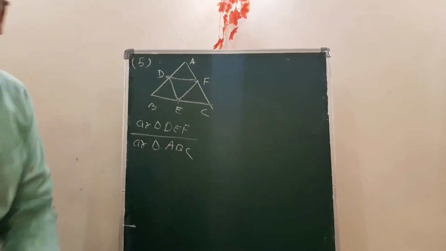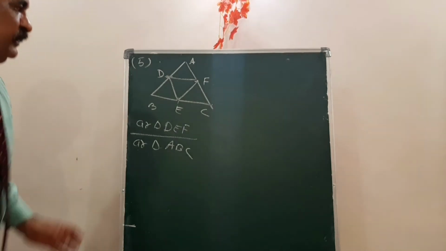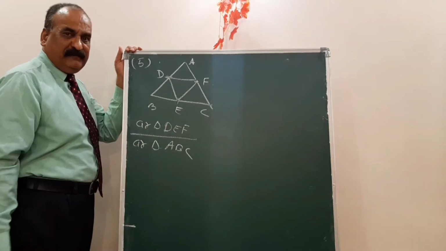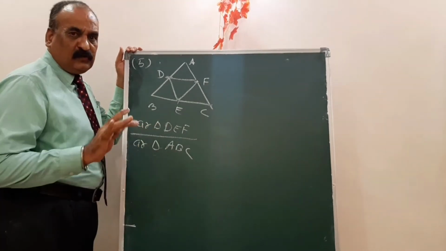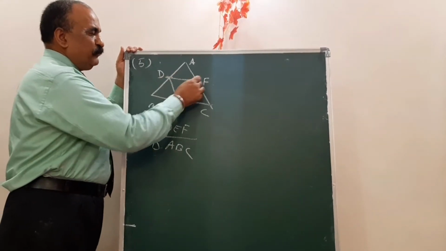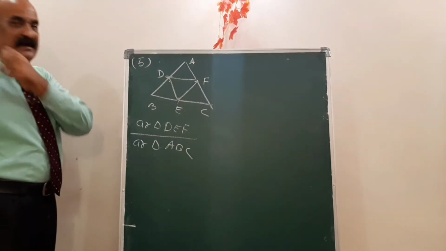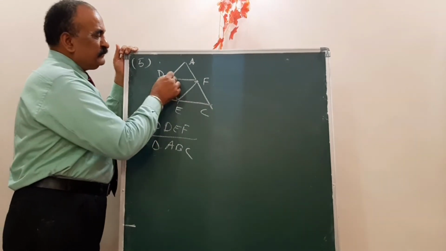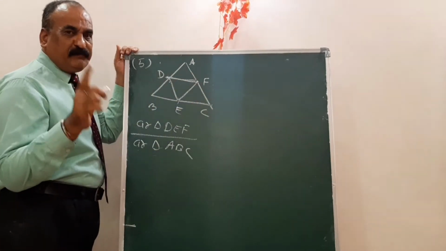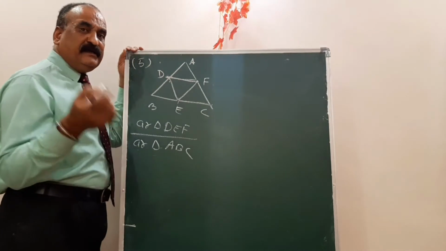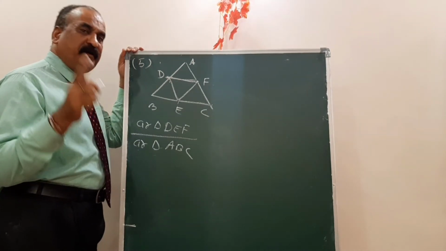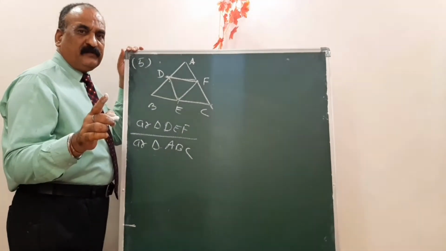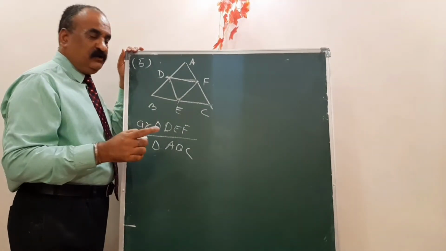What you have to show? You have to find the ratio of the area of these two triangles, area of triangle DEF upon area of triangle ABC. Okay, this ratio you have to find. These are the midpoints, and if these are the midpoints, it means in class 9th you have studied the midpoint theorem. It means the line segment joining the midpoints of two sides of a triangle is parallel to the third side and half of it.